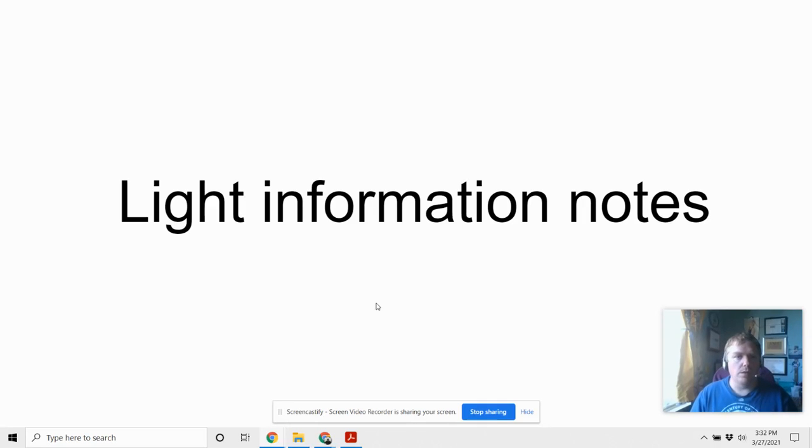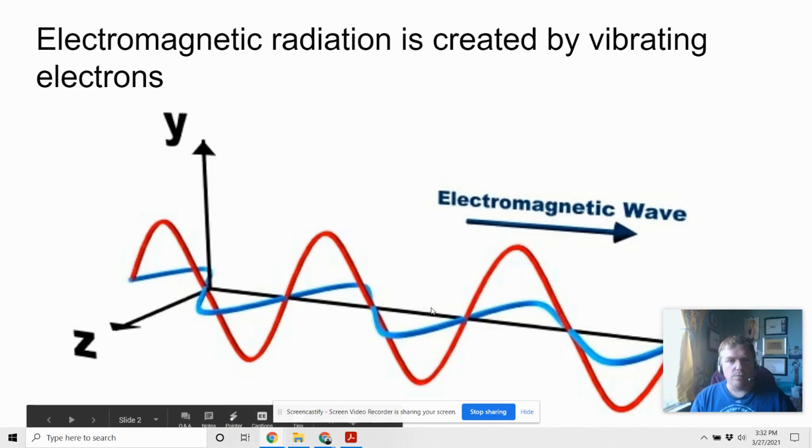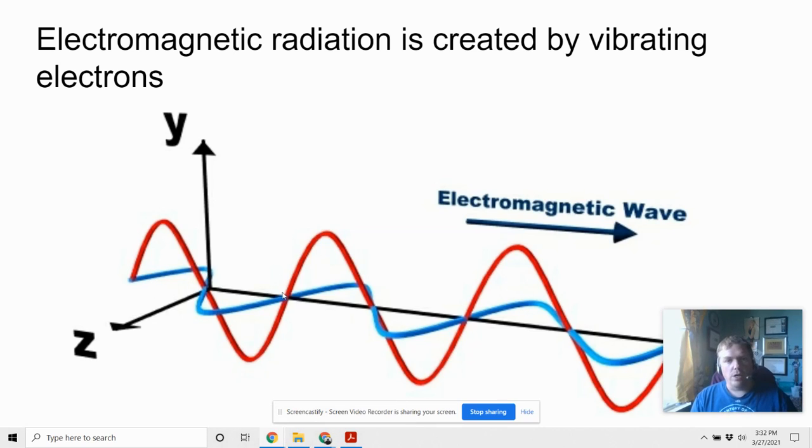Okay, so this is going to be the notes on light and the basics of light and the structure of light. So light is created by vibrating electrons. And when these vibrating electrons vibrate, they create two different fields. They create an electric field, so an area of electric influence from a vibrating electron. And because the electron vibrates, it actually makes a perpendicular area called a magnetic field.